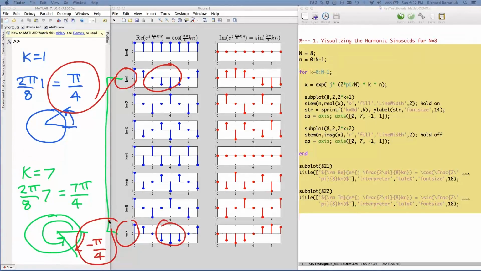So here we see the positive and negative frequencies playing a key role in these harmonic sine waves. Again, I highly recommend that you try this example at home using the embedded MATLAB in your browser, and you'll be much better for it when it comes time to study the discrete Fourier transform, or DFT, and FFT later on in week 3.